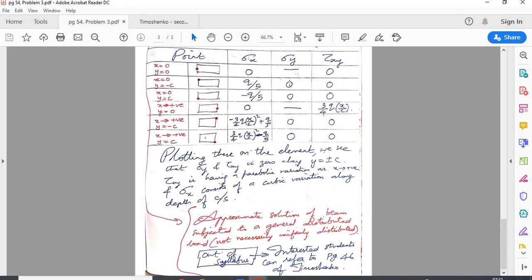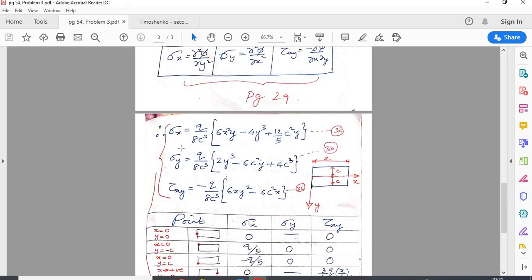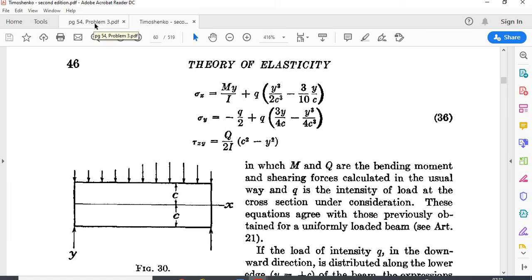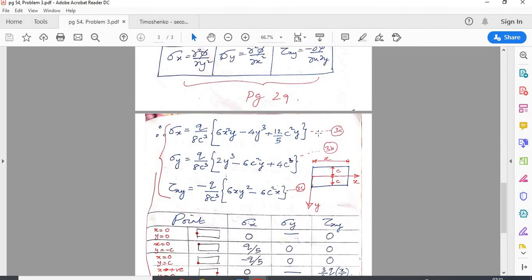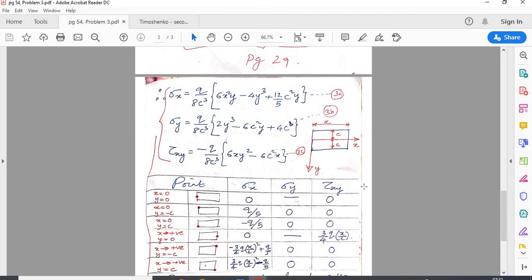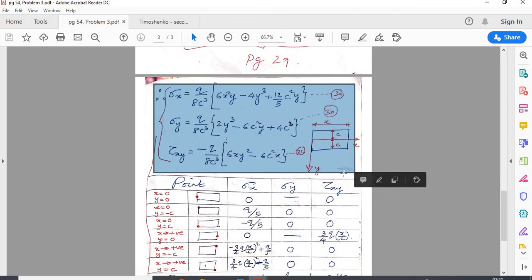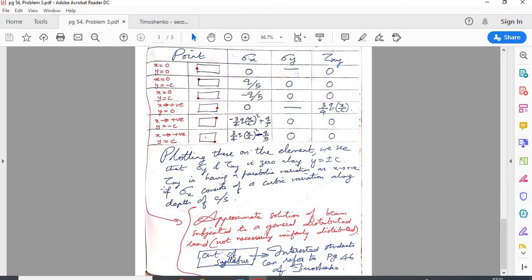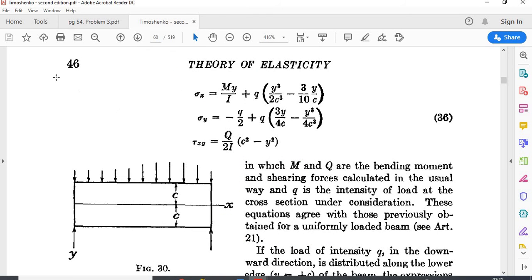Now if you look at the expressions we got for sigma x, sigma y and tau xy, they are similar to that. Since I have not taught you this, it is not part of the syllabus. So just try to understand the expressions up to this point. The interpretation for this particular stress function we'll leave out, but if you are interested, you can visit page 46 of Timoshenko second edition and read more there. Okay, thank you.